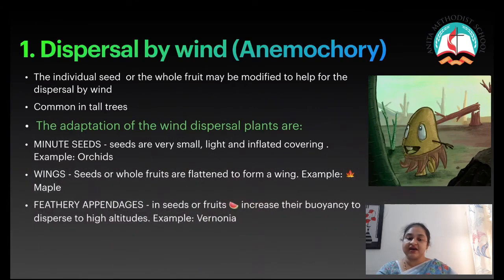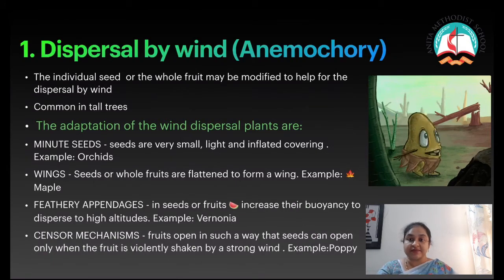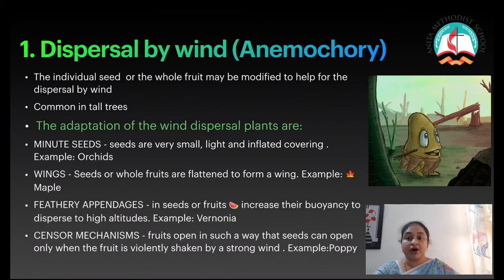And we then have the feathery appendages. In seeds or fruits, the feathery appendage is used to increase the buoyancy to disperse to high altitudes. Vernonia is an example for that. And then we also see the censor mechanisms in seeds. Fruits open in such a way that the seeds can come out only when the fruit is violently shaken by a strong wind. An example is the poppy seed.